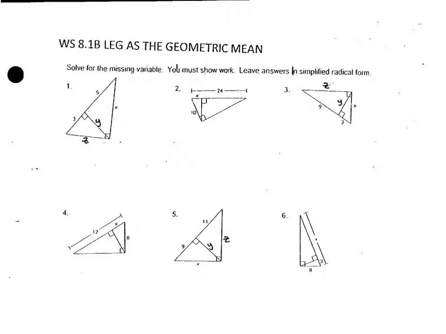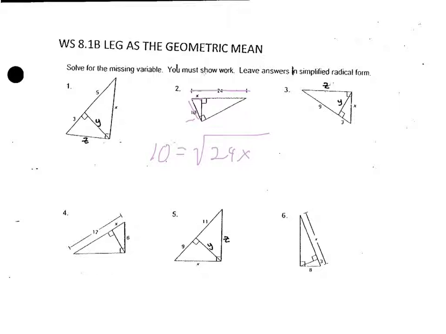Okay, you've got problems just like it. We're looking for the missing length. Number 1, we just did a problem like that. Let's look at number 2. This one, we're looking for x. Now we know what 10 is, and remember, 10 is the leg, so it's the geometric mean. So 10 is equal to the square root of the hypotenuse, 24, times the segment adjacent to it. In this case, that's x.